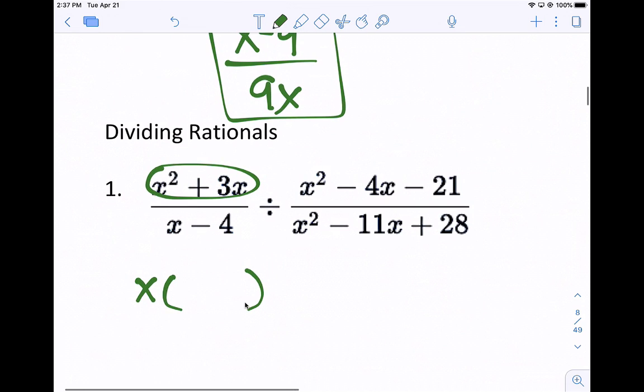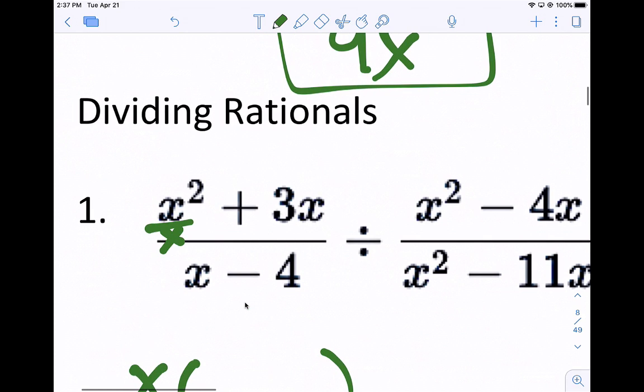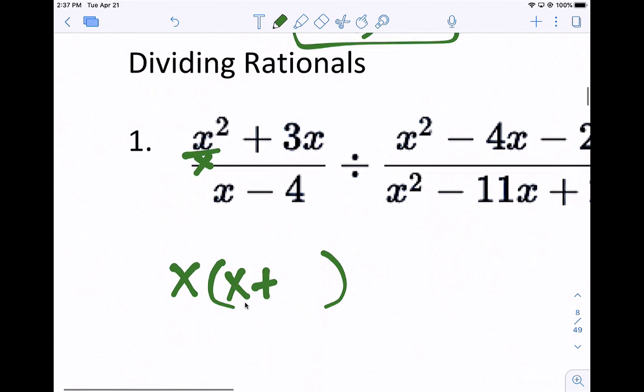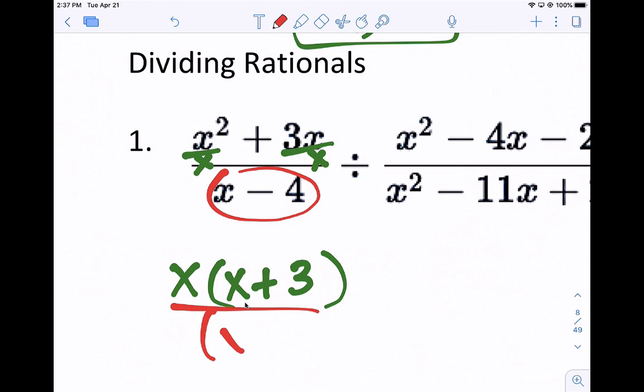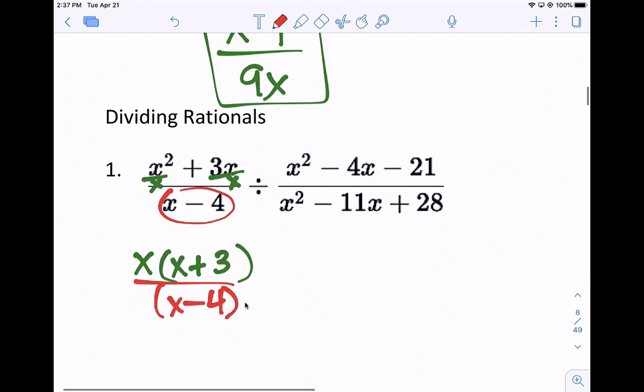So imagine, I don't have room here. We'll have x squared divided by an x, and that leaves us with an x, and 3x divided by x leaves us with a 3. So you divide an x out of each of those terms. The bottom is already factored, x minus 4, can't get any smaller than that. All right, and then we're going to multiply and we're going to flip.